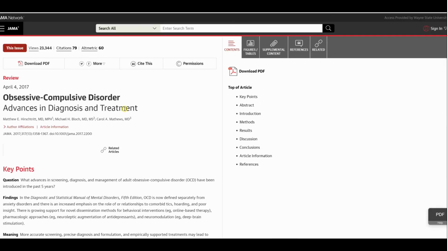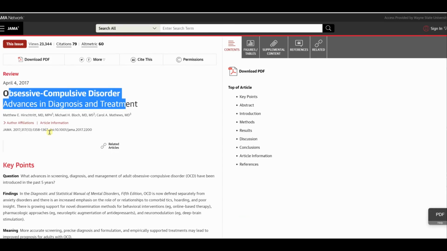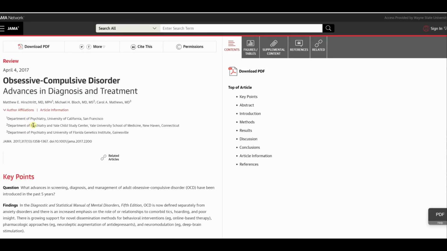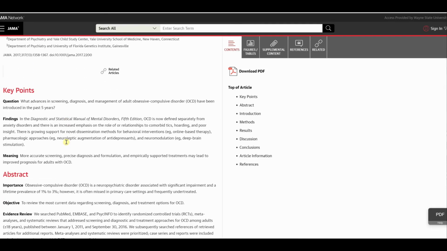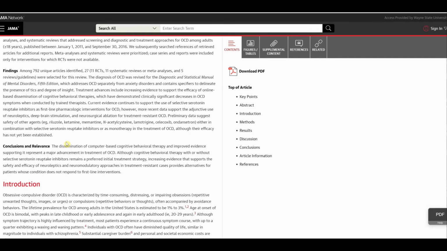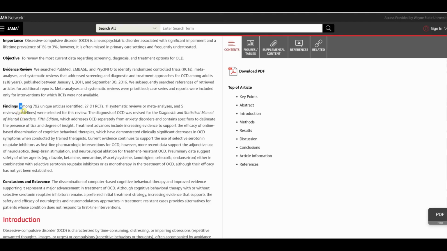And then finally, this last one's an article from JAMA, and this one's much more recent, 2017, Obsessive Compulsive Disorder Advances in Diagnosis and Treatment by Hirschritt and colleagues. It looks like they're from the Department of Psychiatry from the University of California at San Francisco, UCSF. So again, they did a full systematic review looking at all the different trials that have looked at OCD and including other agents as well.